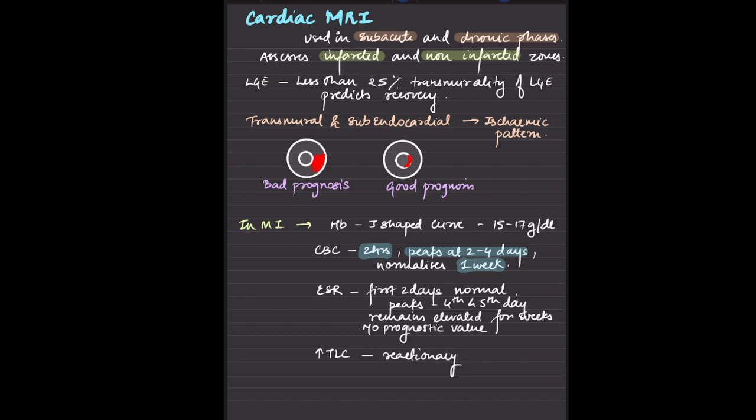In MI, what are the other things that could be seen? In CBC, there will be an increase in TLC. We see it as a reactionary one. And then we have the increase in ESR also, in almost 7 days. It peaks in the fourth or fifth day, remains elevated for a week. Then CBC peaks in 2 to 4 days.